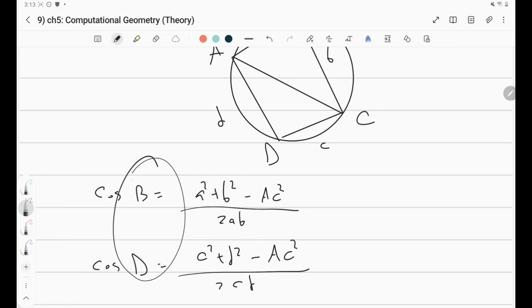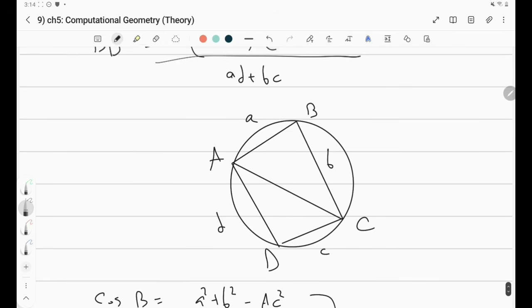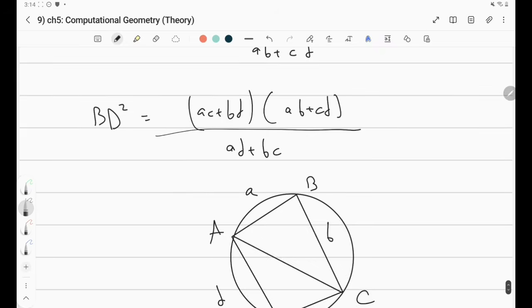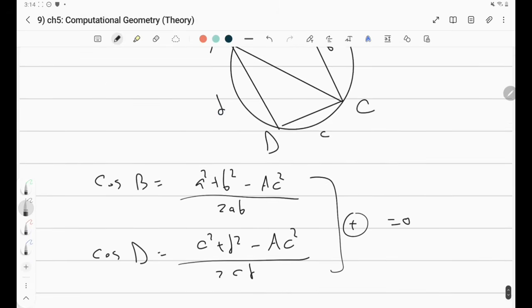But guess what? B and D are supplementary, and hence cosine D is cosine of 180 minus B, which is minus cosine B. So if you just add them up, it's going to be 0. Add these up, get the equation, and rearrange to isolate AC, and you will get this. Anyway, we have this nice strong form of Ptolemy's theorem, and we're done with Ptolemy's.